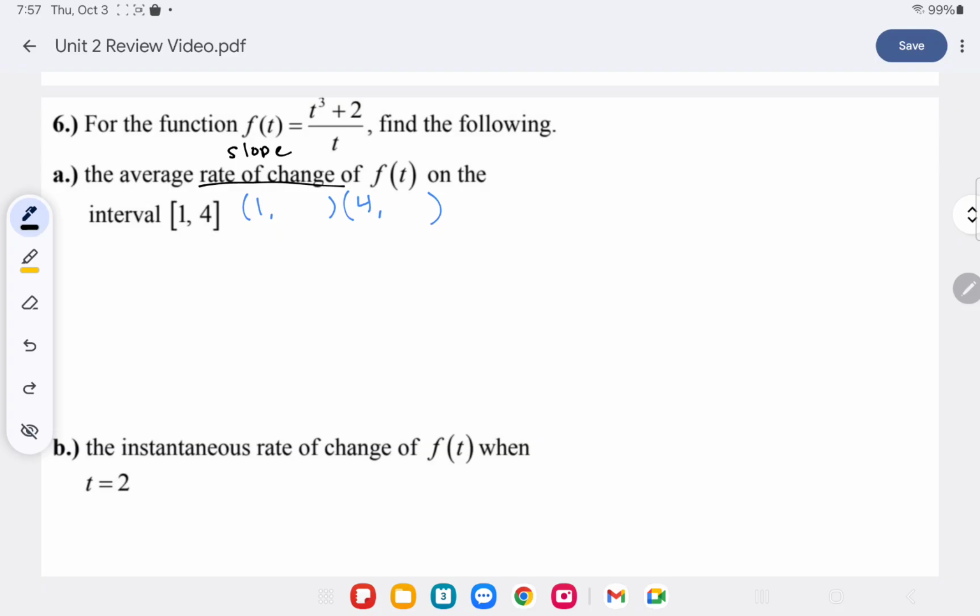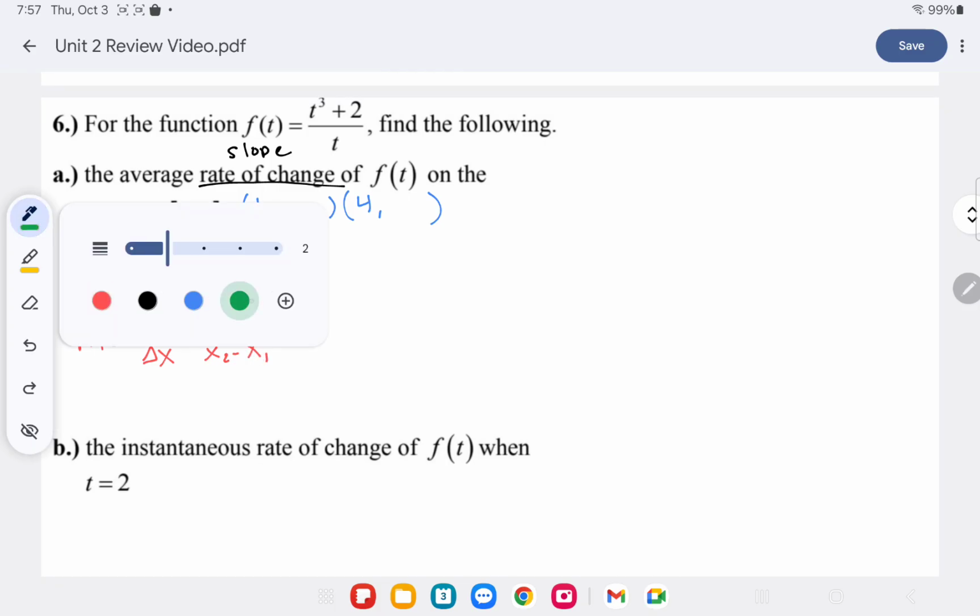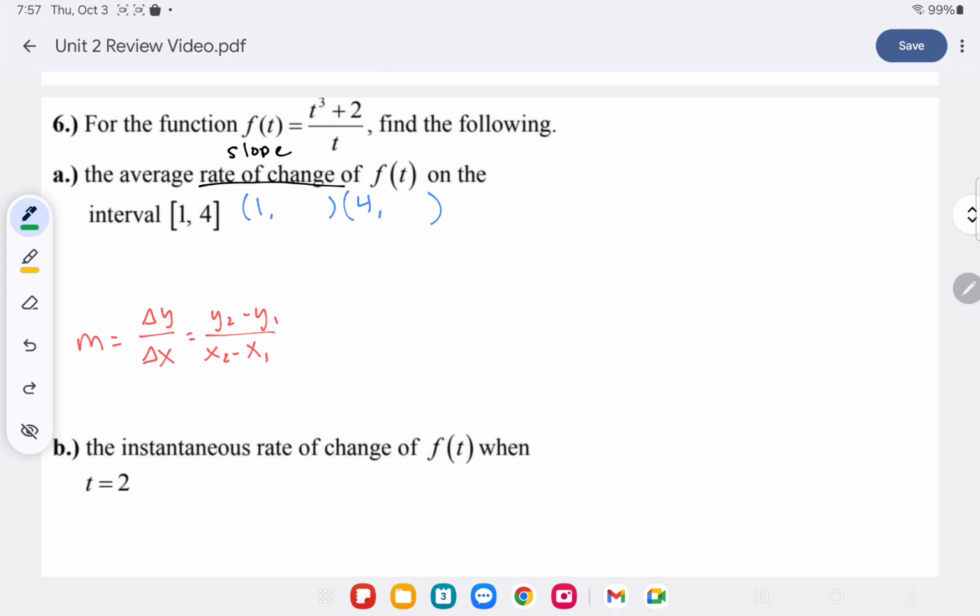And since we're not talking about instantaneous rate of change here, we don't need to find the derivative of anything. So to find the slope of a line, our slope formula from way back in Algebra 1 is just the change in y over the change in x, or y2 minus y1 over x2 minus x1. But to use that formula, we need to figure out our y values. We have our x values, we need to figure out our y values.